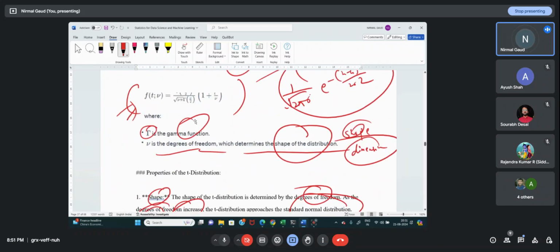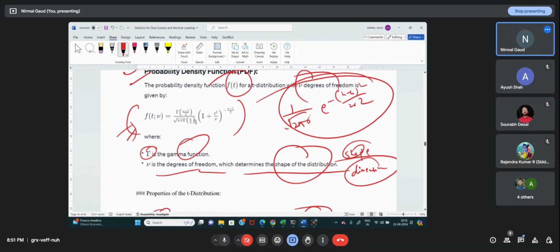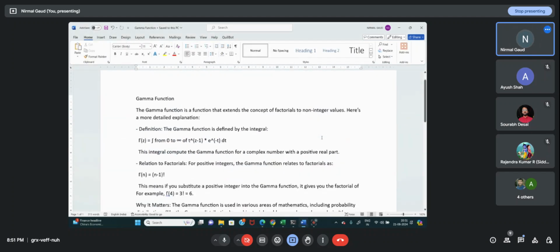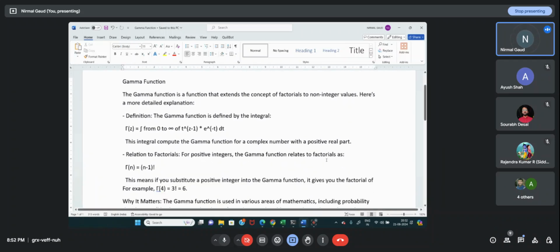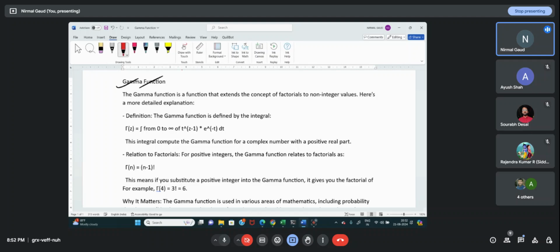Okay, meanwhile, I need to talk about this formula. This formula is having gamma function and degree of freedom. Degree of freedom, as I just told, is the number of dimensions present in the data. 2D data, 3D data, that is degree of freedom. Okay, so what is this gamma function? Let's talk about it. See, in your engineering maths, I hope you have seen this gamma function. Gamma function is a function that extends the concept of factorial to non-integer values. Okay, the concept of factorial is extended.